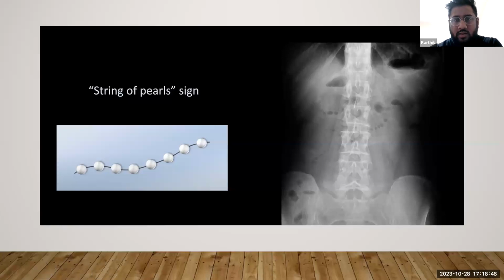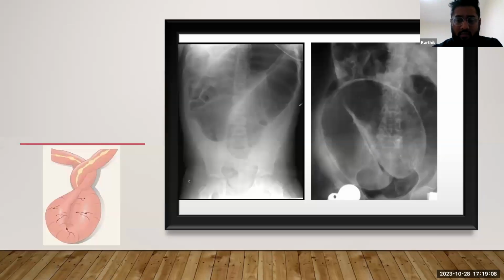Okay, so the string of pearls sign is also a sign of small bowel obstruction. Basically, if you can see it here and here, it's due to the different fluid tension levels that cause that formation. But yeah, we actually see it every now and then.